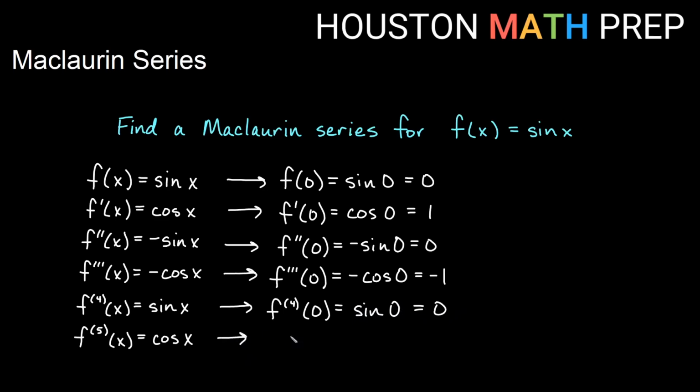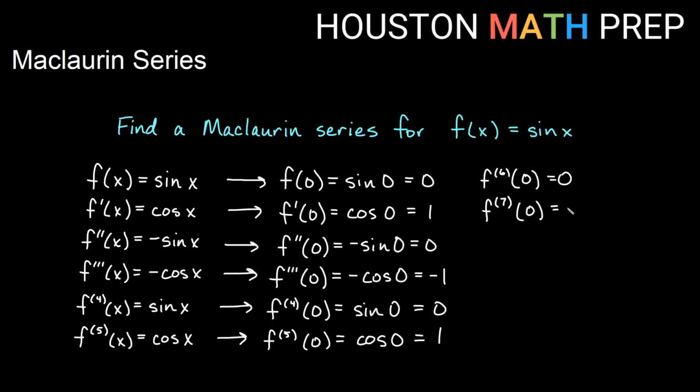And then the fifth derivative, if we plug in 0, that's going to be the same as the first derivative when we plugged in 0, cosine of 0. And that's going to give us 1. So you can imagine if we kept going, right? The sixth derivative at 0 is going to be 0, and then I think you can tell that the next derivative is going to give us negative 1, right? So the seventh derivative at 0 would give us negative 1, etc.